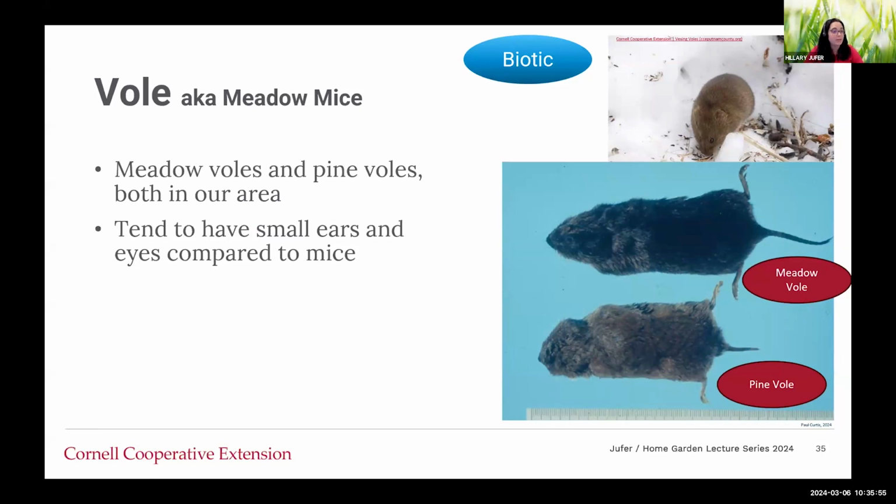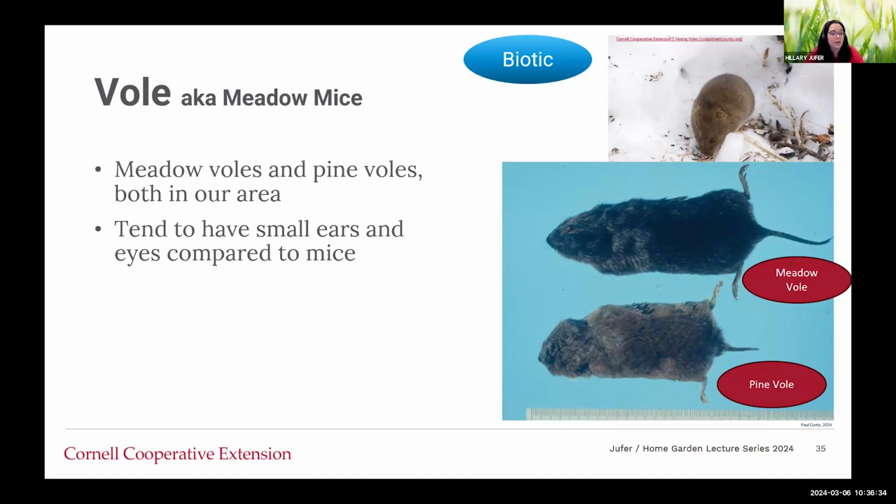These are biotic. There are 23 species of voles in the United States, and 4 are found in the Northeast. The 2 in our area are the meadow vole and the pine vole. They tend to have small ears and eyes compared to a house mouse. To know the difference, a meadow vole's tail is longer than its hind legs, and you can see a pine vole's tail is not.